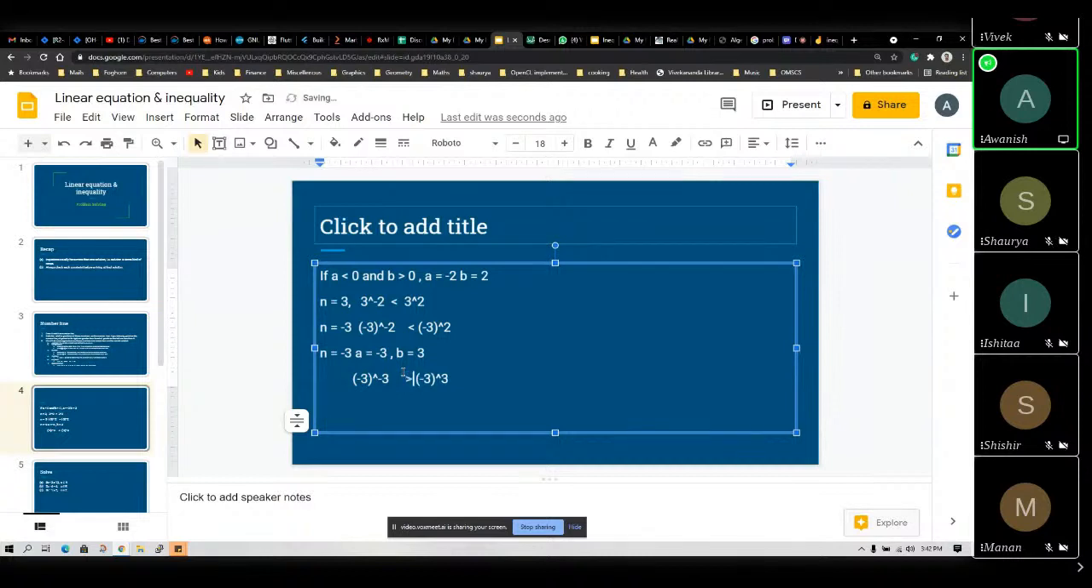This is wrong. Why? Because what are the comparisons? This is minus 1 upon 27 and this side is minus 27. So this is bigger than this. So what happened? Why are we getting different results? Here it was okay and here it was not okay. Now how do we conclude? Can we conclude something?